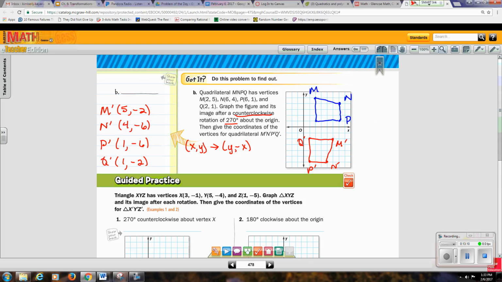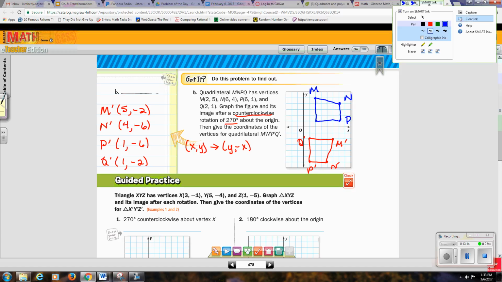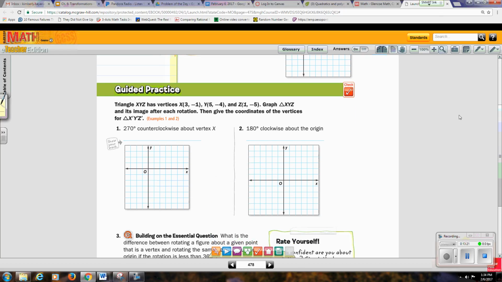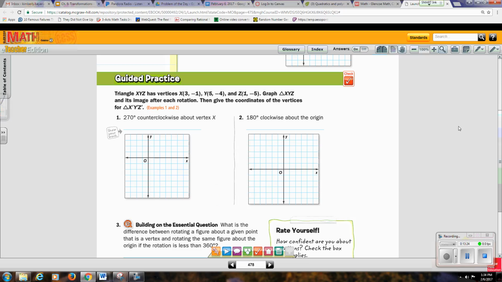I would like for you to try the problem down here, if you can. It's 180 degrees. It's a triangle. I'll graph the first points for you, and you do the rotation. So X is 3, negative 1. 1, 2, oh, excuse me, 1, 2, 3, negative 1. So there's X. Y is at 5, negative 4.